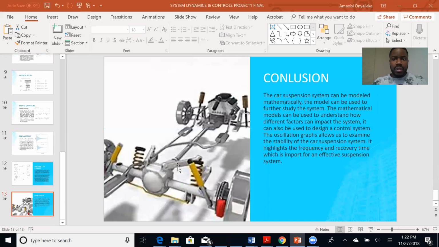And in conclusion, the car suspension system can be modeled mathematically. The mathematical model can be used to study the system, design and create a control system for it, and also help us understand how the system interacts with its environment.